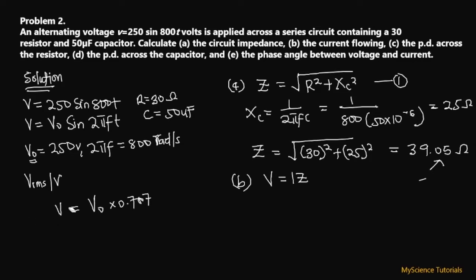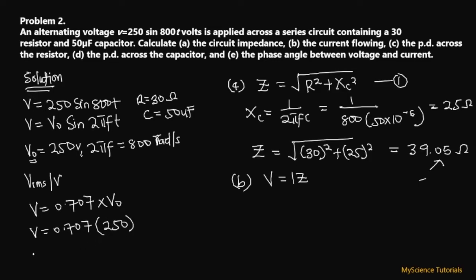So let me clean everything here and rewrite that to be much clearer. So we are saying our voltage is equal to 0.707 multiplied by V0. So that will be equal to 0.707 multiplied by our V0, which is 250 volts.